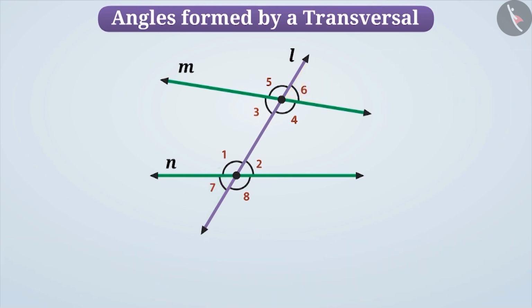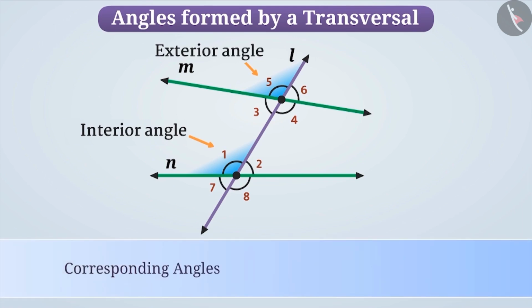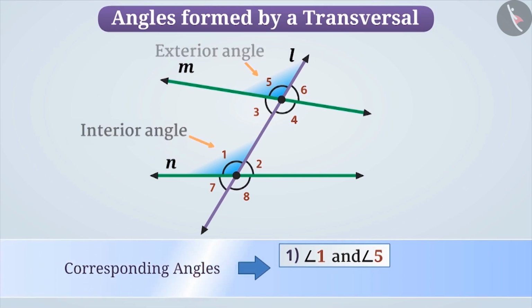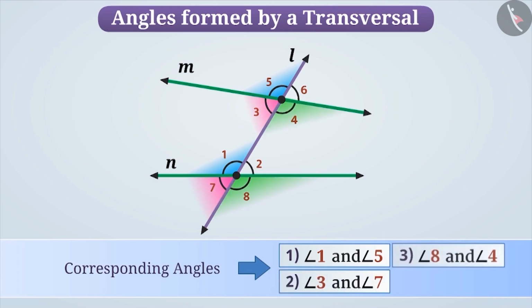Now let us consider angle 1 and angle 5. Both have a different vertex and both are on the same side of the transversal. But one of them is an interior angle and the other one is an exterior angle. Such angles are called corresponding angles. Can you find other pairs of corresponding angles? Try to do it. Let me tell you. Here, angle 3 and angle 7, angle 8 and angle 4, and angle 2 and angle 6 are the pairs of corresponding angles.